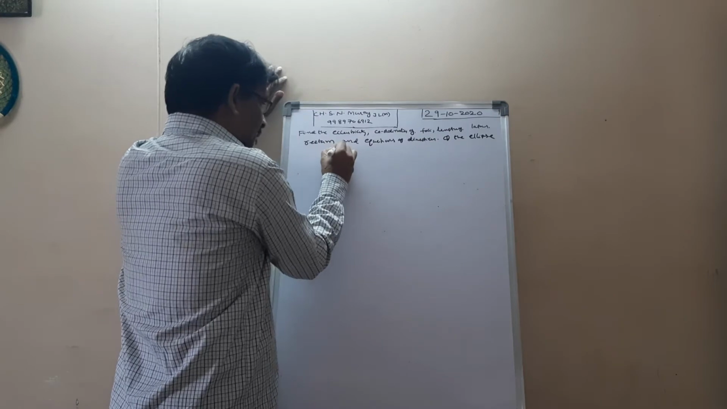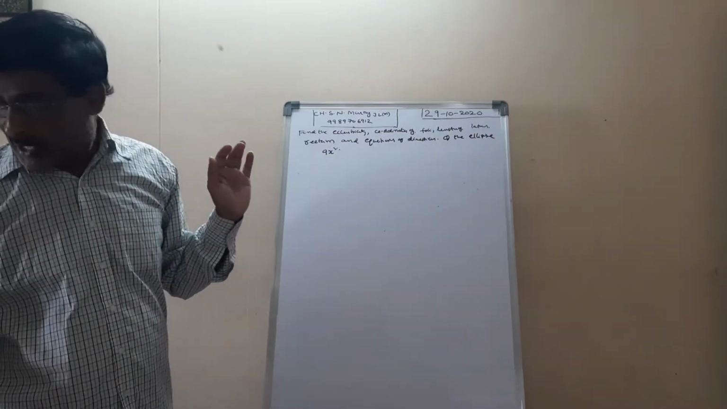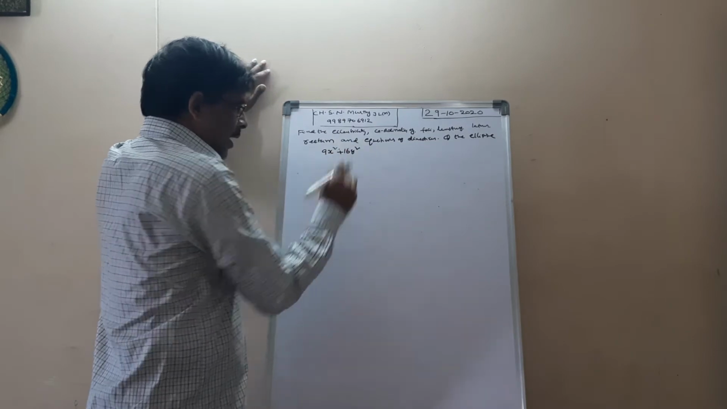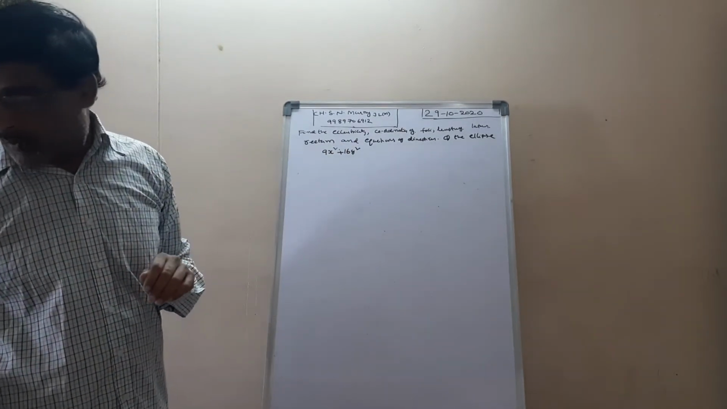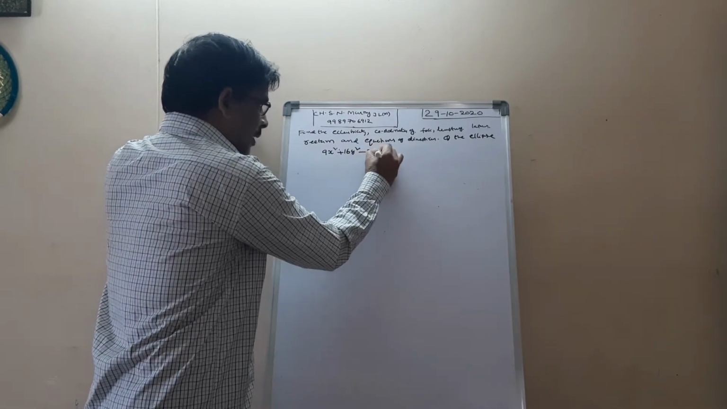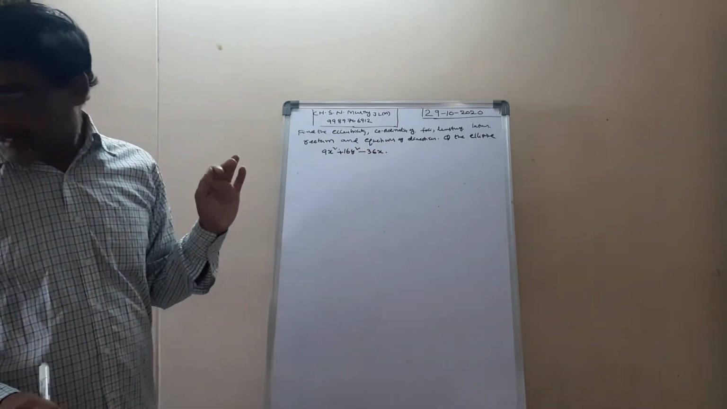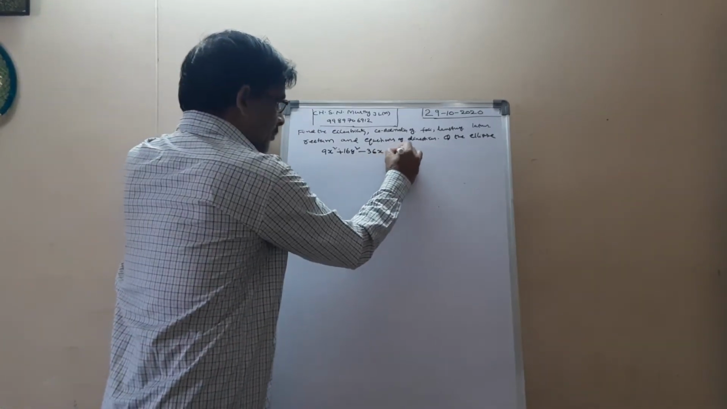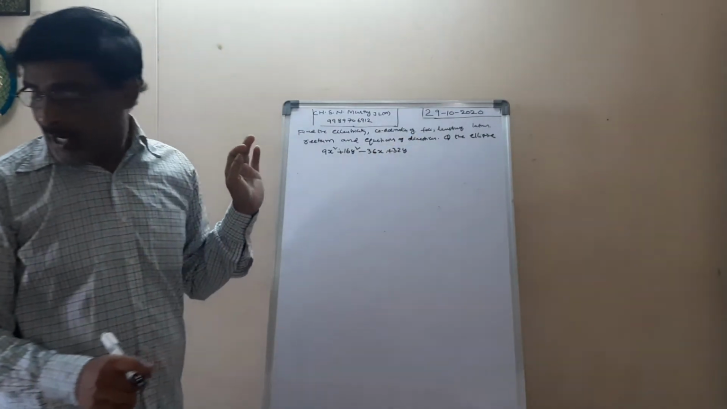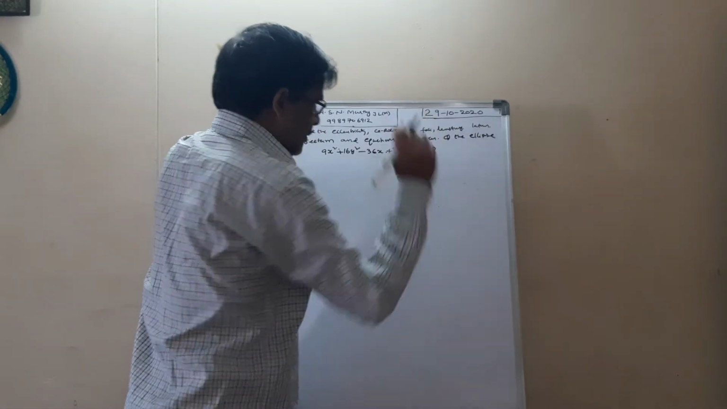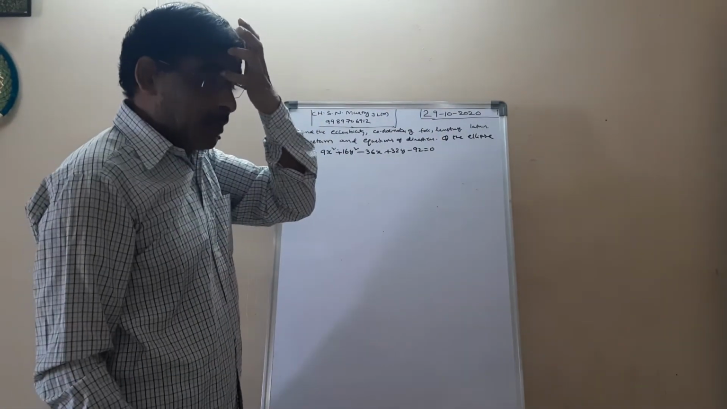9x square plus 16y square, 9x square plus 16y square minus 36x plus 32y minus 92 equal to 0. See, this is our problem.